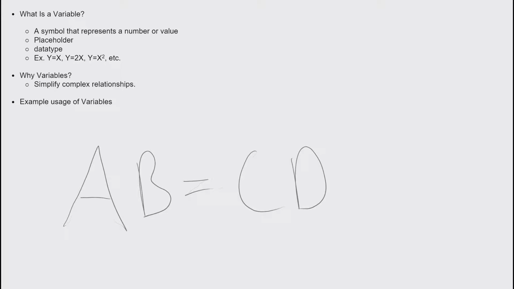Now let's do a slight variation. Let's make one of these sides a quotient. So instead of AB equals CD, I want you to practice with AB equals C over D, and isolate each of those variables. Make sure you can solve for each of those. Okay, I'm going to assume you've done that, and I'm going to move on.